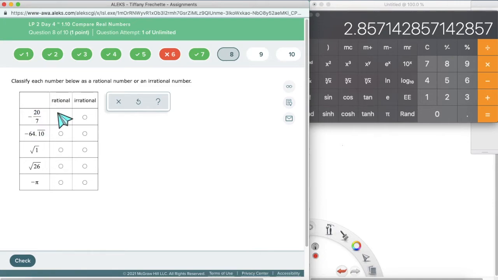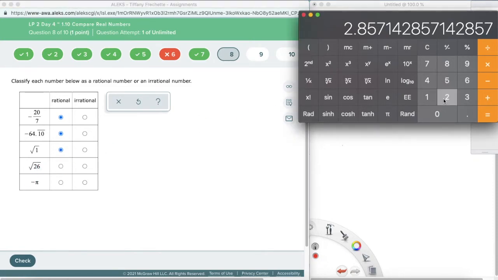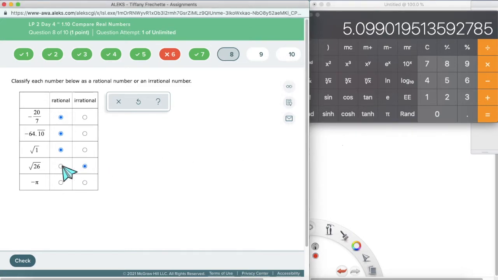Negative 64.10, repeating. Okay, well, repeating decimal is fine. We can write a repeating decimal as a fraction. The square root of a perfect square, even though it's 1, 1 times 1 is 1. So the square root of 1 is 1. That guy is rational. The square root of 26, and if you weren't sure, you could go 26 square root, and you get a really funky decimal here. There is no repeating pattern at all. So this guy is irrational because 26 is not a perfect square.